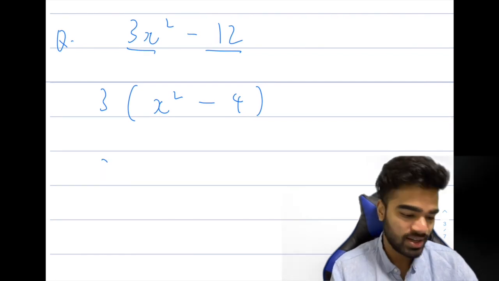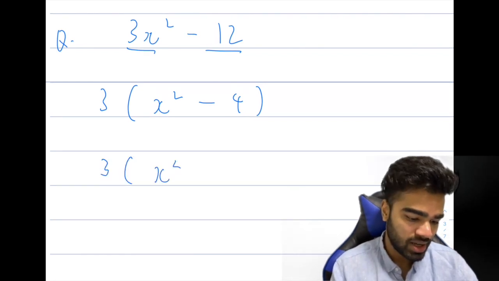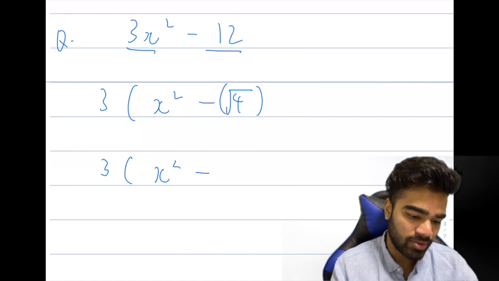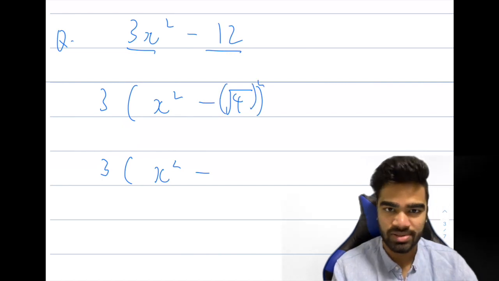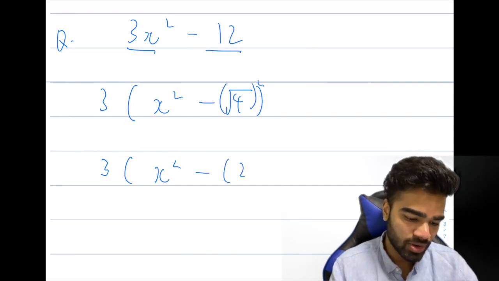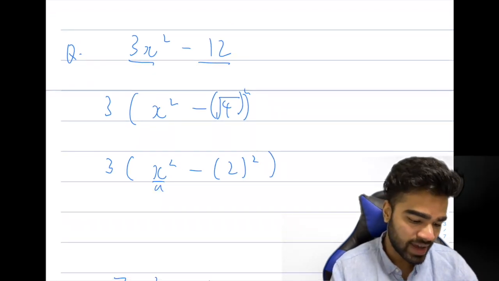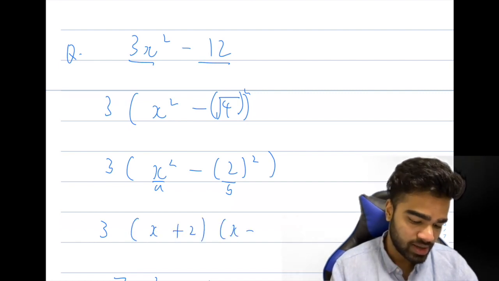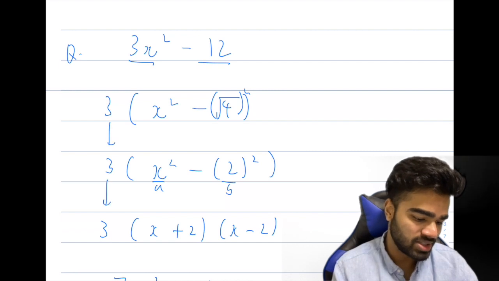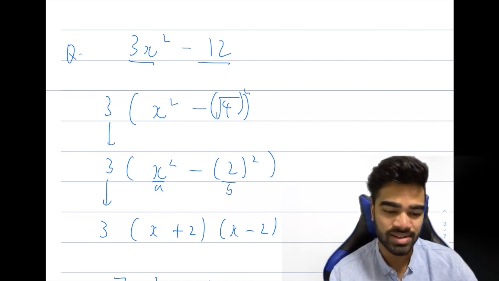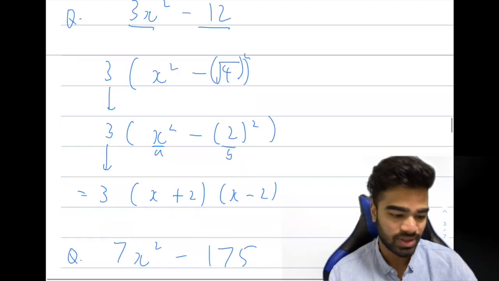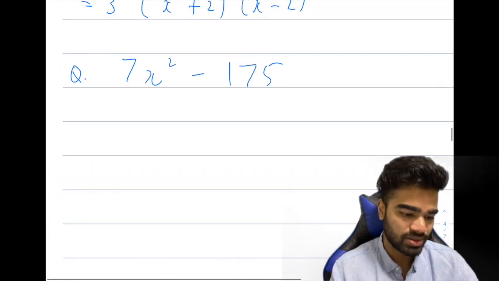So we do the same thing I did in the previous question. 3 times x squared minus, so you square root this number and you square it again, like we did before. What's square root of 4? Square root of 4 is 2 squared, like so. So pretty much our a is x, b is 2, and you sub it into a plus b, a minus b. So x plus 2, x minus 2. And you'll notice this 3 just stays out at the side the entire time. Okay, boom, that's it.